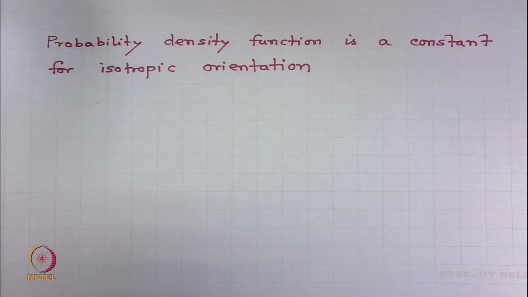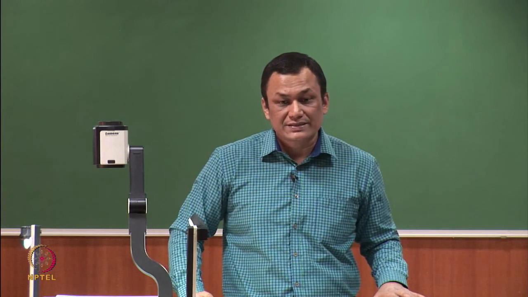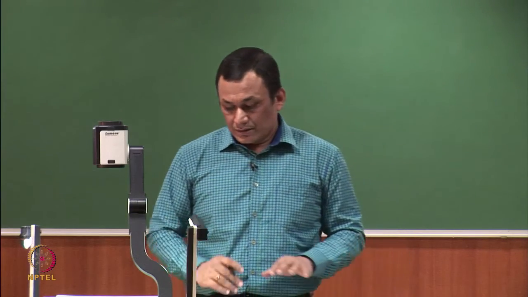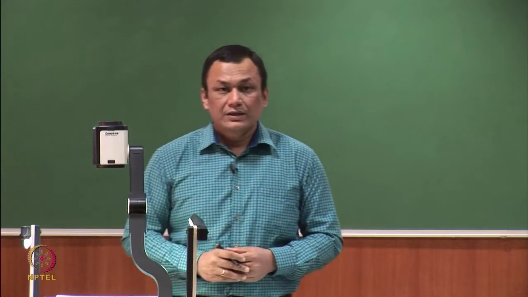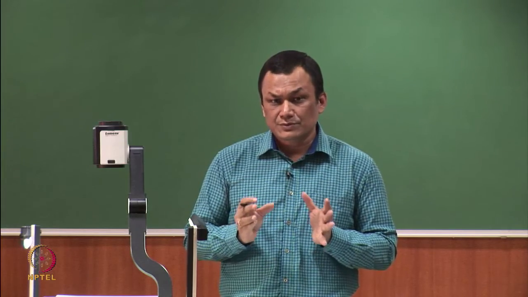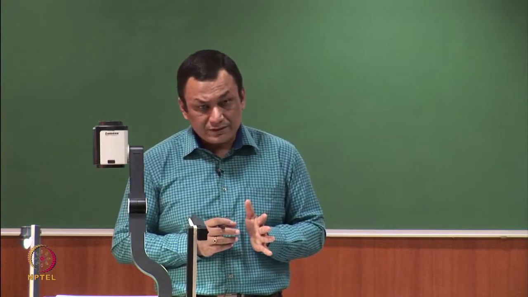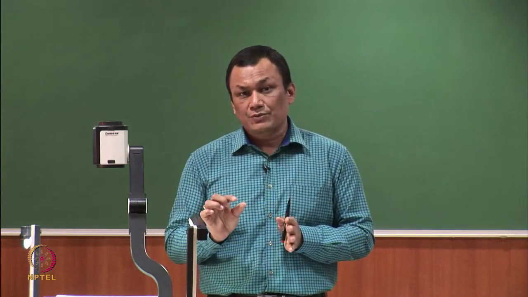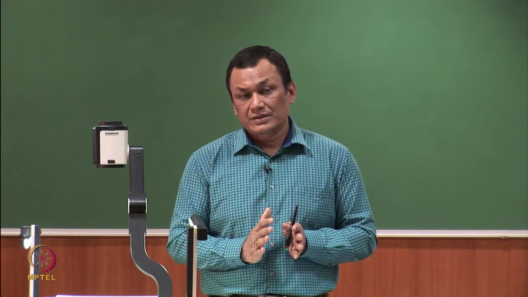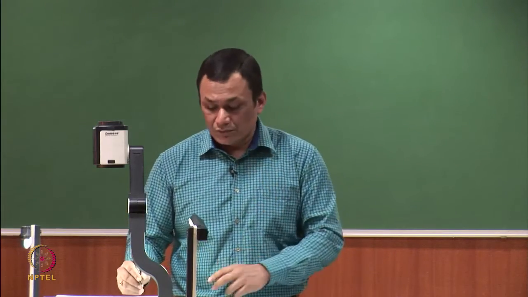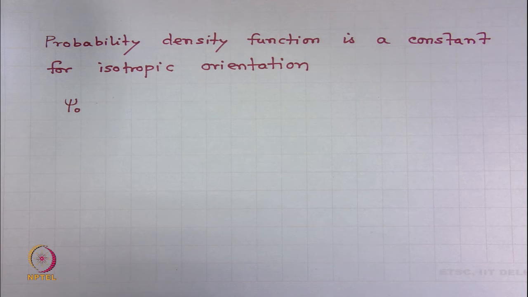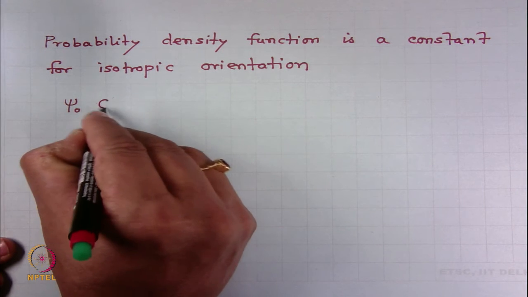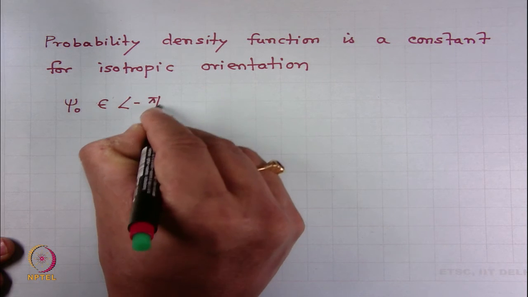What does that mathematically mean? In order to understand that, let us understand the practical aspect of this. Imagine a fiber segment, or imagine a fiber. You divide this fiber into many small segments of equal length and you measure the angular disposition of these small segments from one axis. So, you get many values of that angle. Suppose that angle we denote by psi naught. So, this angle will lie from minus pi by 2 to pi by 2.